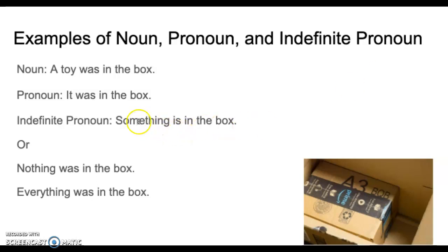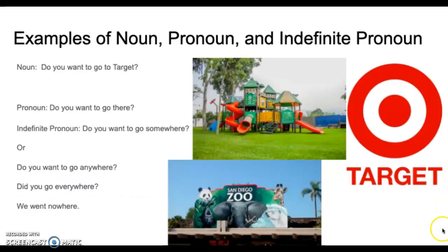So something is saying there is something in there, but we don't know what it is. Nothing means no thing was in the box. And then we could say everything was in the box, which would mean it's full. Okay, here's our last example. So we would start with a noun. Do you want to go to Target? So Target is my place, and it's a proper noun because it's a name. Target is a real place we can go.